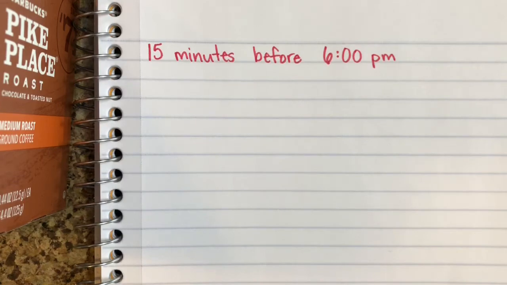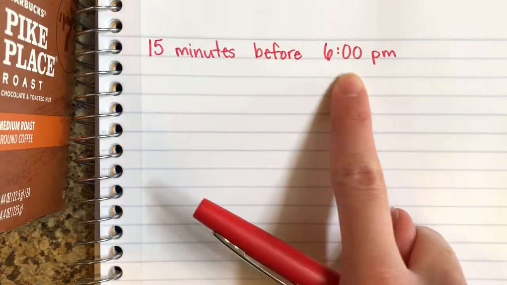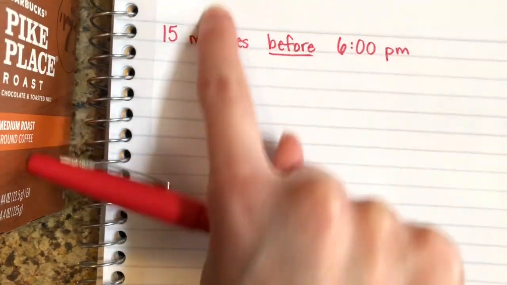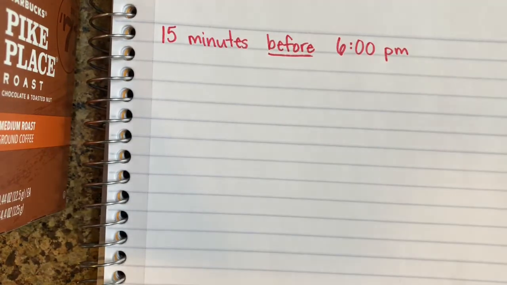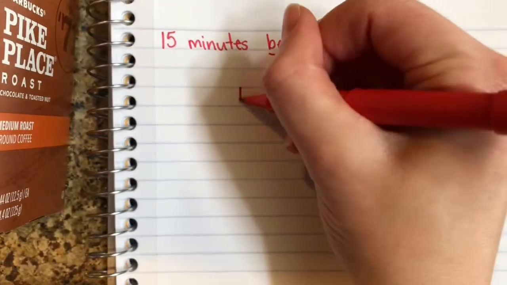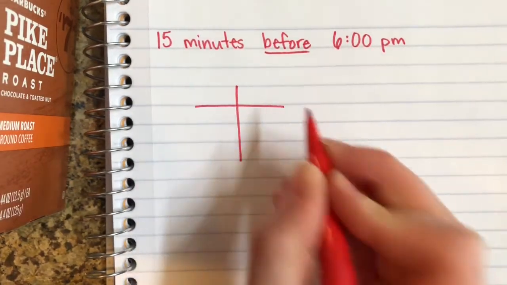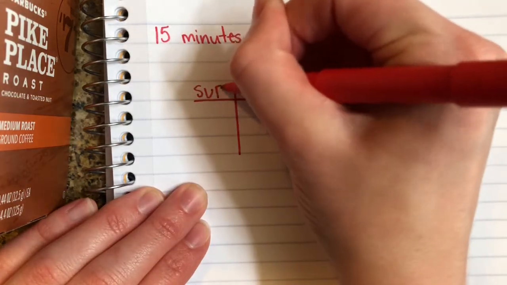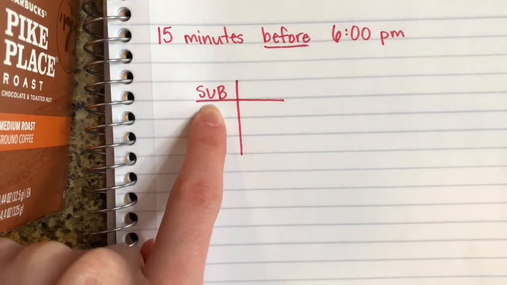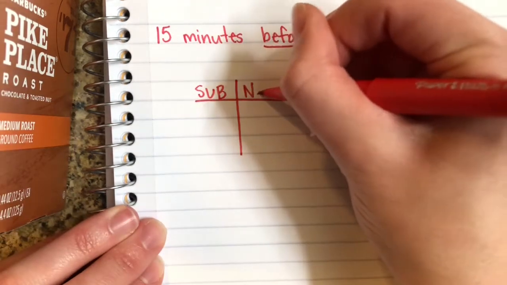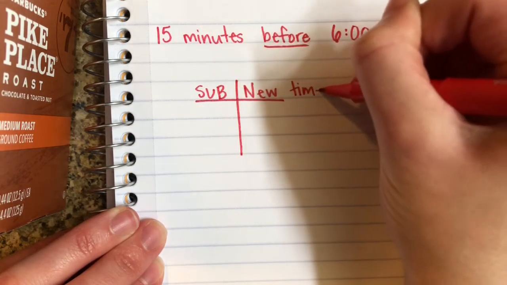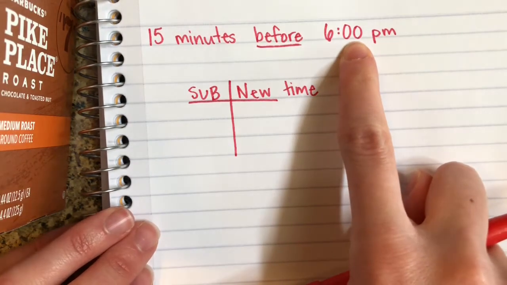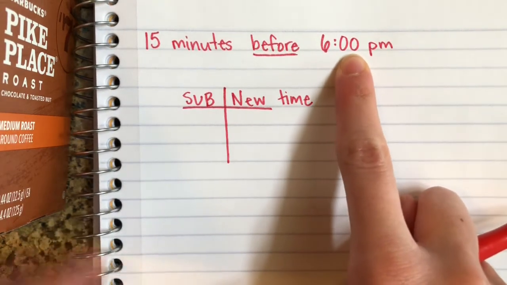Now let's switch it up with this example. We have 15 minutes before 6 p.m. So before, we know we have to look back behind 6 p.m. So before we are going to take away. We are still going to use a T-chart. Instead of adding time, because we are going back in time, we are going to subtract. So instead of add, we'll put the abbreviation for subtract. We still have new time. We know we are at 6 p.m. right now. We are ending in a 0. It's even. We can easily subtract away from that.